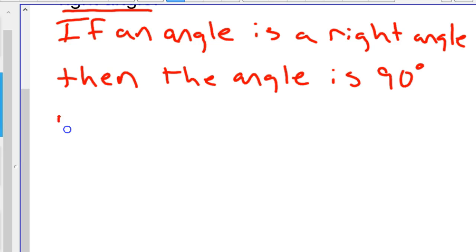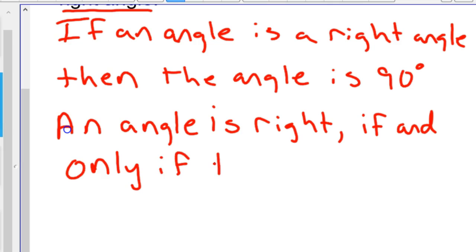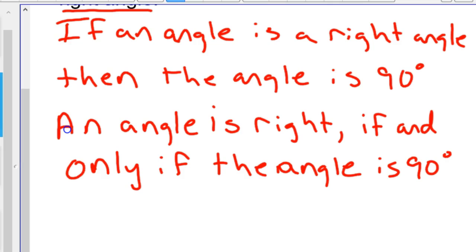So here's the biconditional. You're just going to stick "if and only if" in between the hypothesis and conclusion. And it doesn't matter what order you do it in. So an angle is right if and only if the angle is 90 degrees. So that is a biconditional.